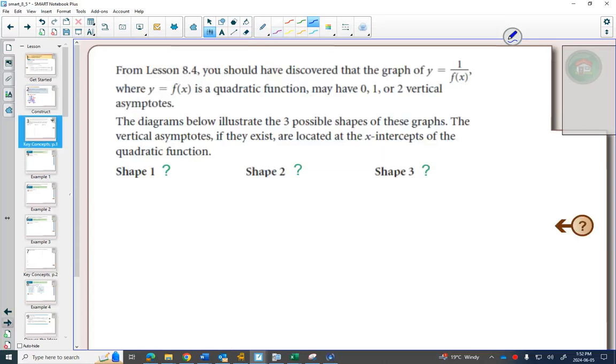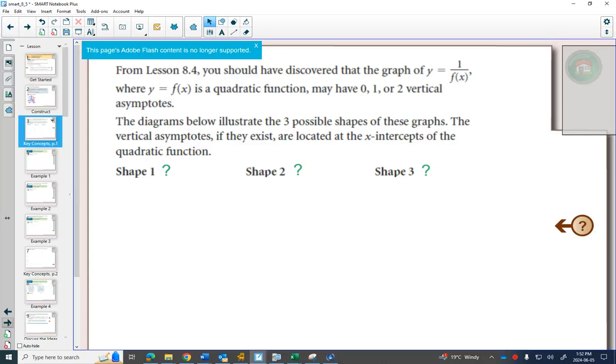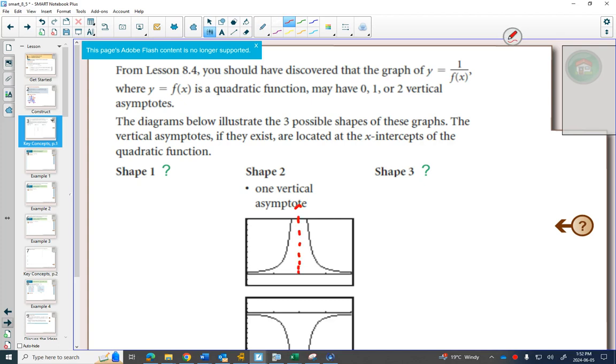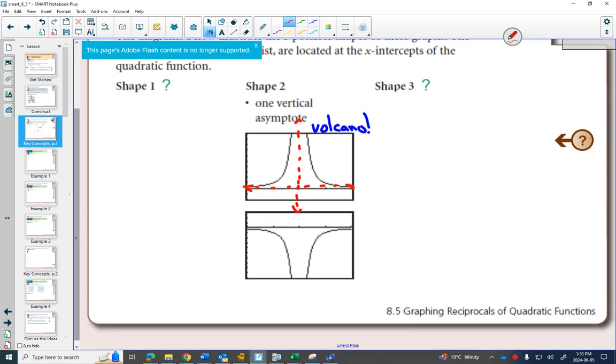Here we go. On the next page, well, let's start with the volcano. We'll start with shape number 2. Okay, we're going to add the asymptote and add this asymptote in there, and we're going to name this one the volcano. Add the asymptote on this one. Add the asymptote there.